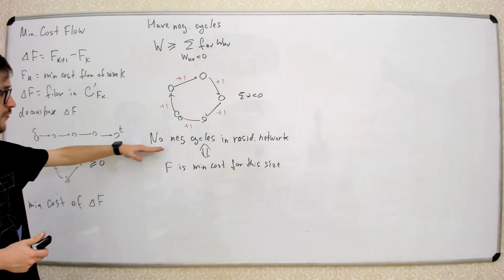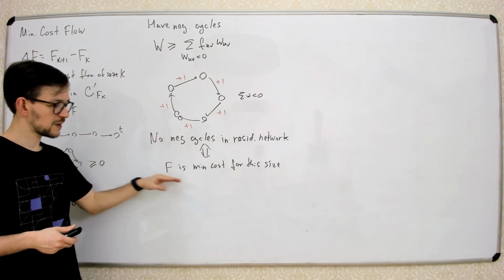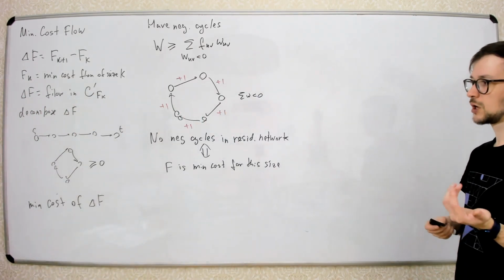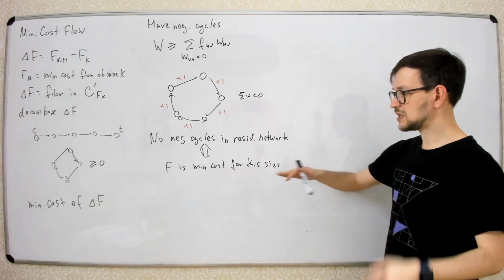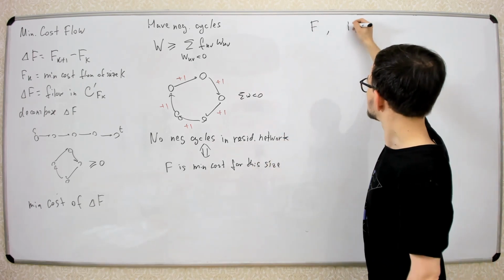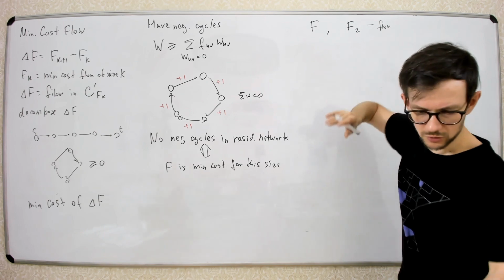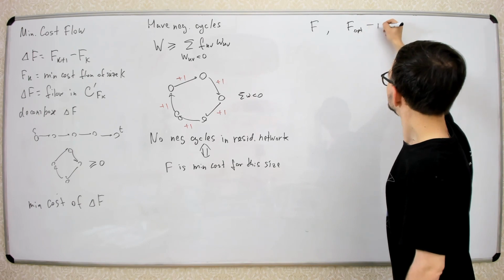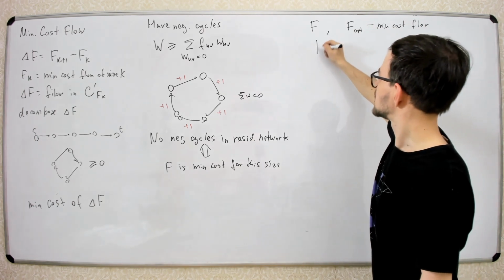What I want to prove from this to here. So I want to go from here to here. I want to prove that if I don't have any negative cycles, then my flow is actually the minimal cost flow. How do we do it? Let's suppose our flow is not the minimal cost. So we have our flow, and we have some F2, the flow of minimal cost, the minimal cost flow. Let's say F opt. And the size of this flow is the same.